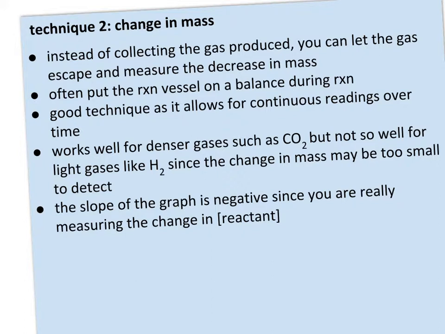It doesn't work so well for light gases like hydrogen or helium, although helium wouldn't be involved in a reaction typically, but it won't work well for those light gases because the change in mass might be too small for your balance to detect. So depending on how good your balance is, this may or may not be an appropriate method. In this case, the slope of the graph is going to be negative because you're really measuring the change in the concentration of the reactant.